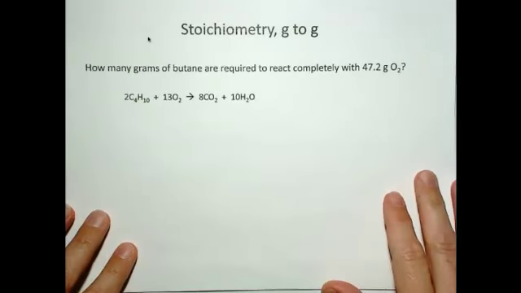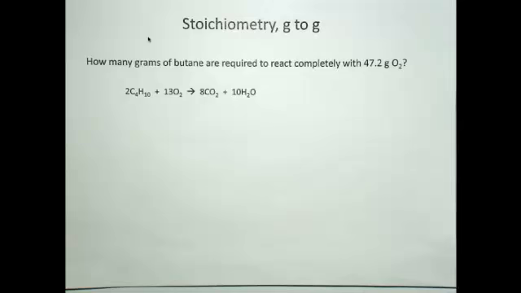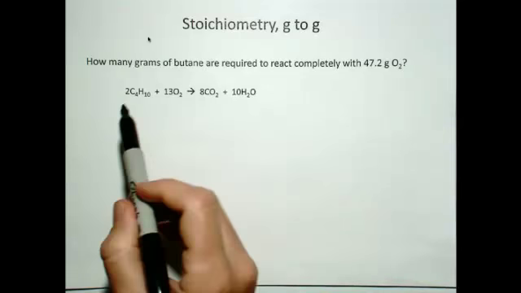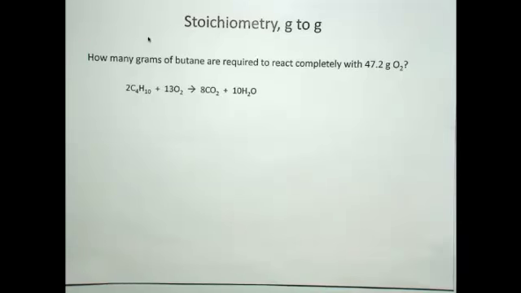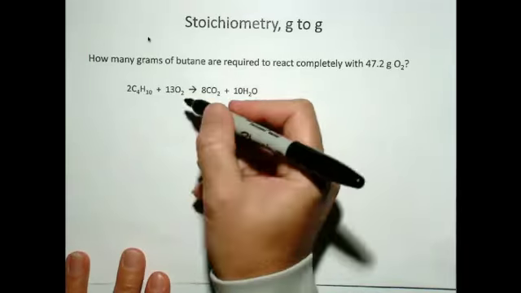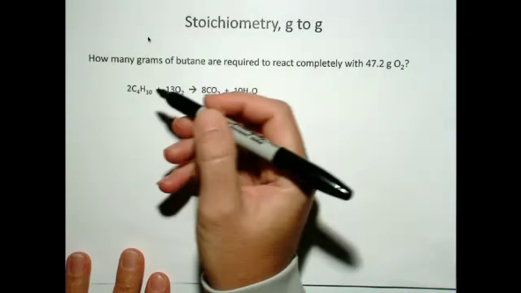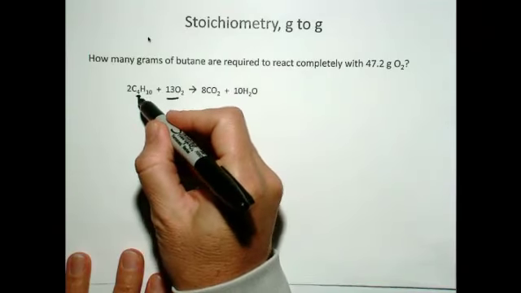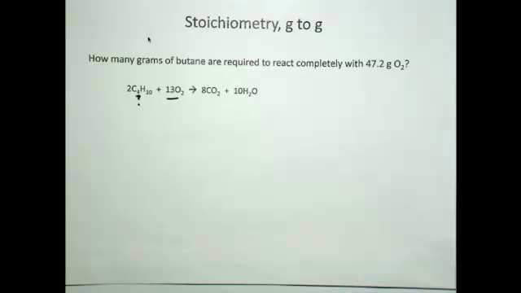In this case, I'll go ahead and work this one out for you. We have the balanced chemical reaction there, the butane burning in oxygen to give carbon dioxide and water. And the question here is how many grams of butane are required to react completely with 47.2 grams of oxygen? So again, we've got a certain amount of oxygen, and we want to know how much butane will react with that certain amount of oxygen, but it's not the number of moles this time, it's the number of grams.